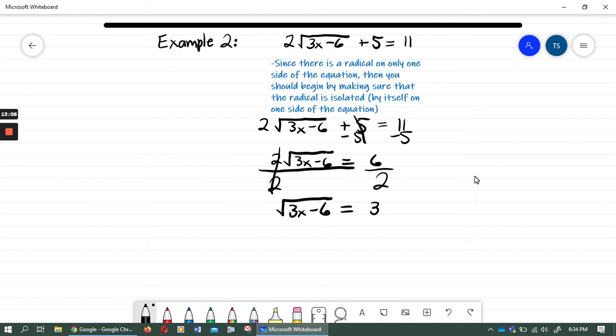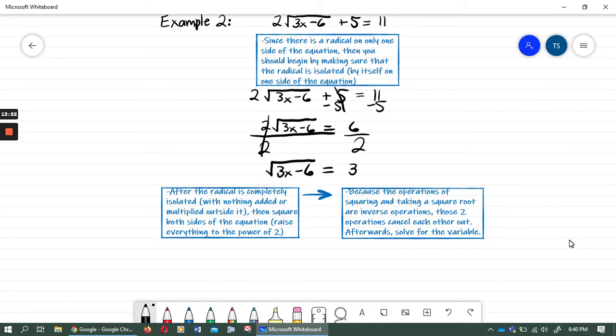All right, so again, folks, now that we've got that radical by itself, now is where we should go ahead and square both sides of the equation. Remember, when we square the left side of the equation, the square and the square root are going to cancel each other out, because squaring is the inverse operation of taking the square root. So when we raise both sides to the power of 2, the square and the square root cancel each other out, just like they did in the first example.